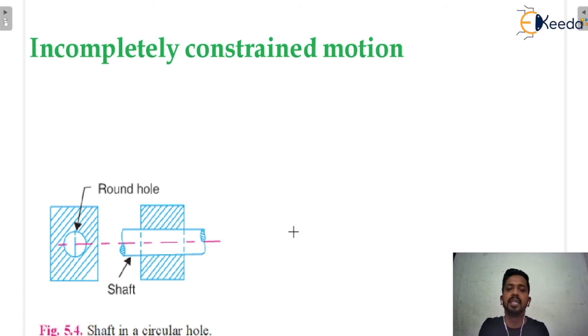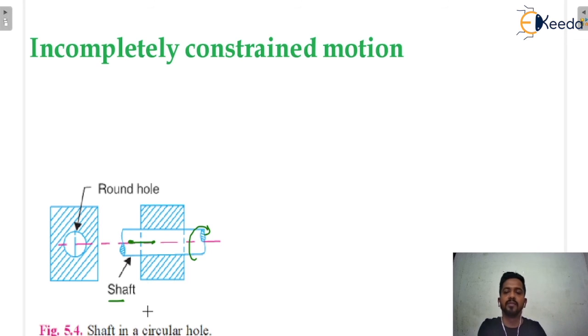Next is incompletely constrained motion. Incompletely constrained motion means more than one type of motion is possible. You can see here the round hole and the shaft. When you reciprocate the shaft in the round hole, it can reciprocate easily. When you rotate the shaft, it will also rotate in the round hole. Both motions are possible. It depends on what type of motion you are going to use, but both motions are possible and both can be useful. So if there is more than one type of motion, you can say it is incompletely constrained motion.